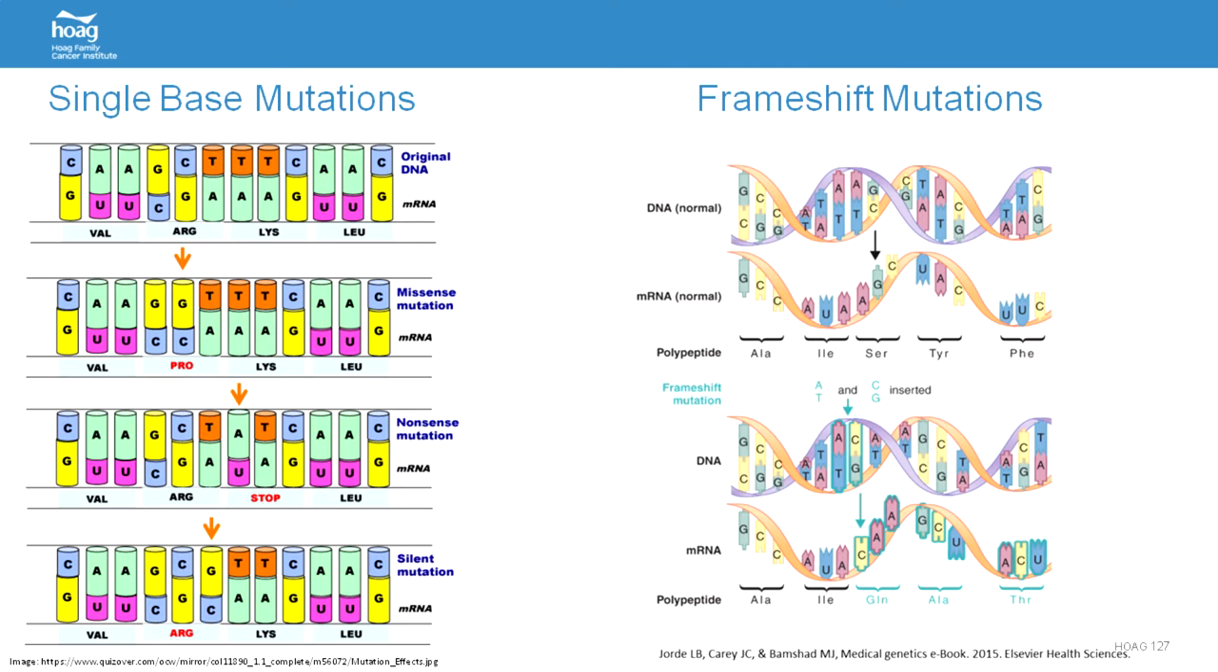When the single mutation happens, if it changed the code that changed the amino acid that's coded, then that is called missense. If it changes it to a stop codon, so it stops the translation and makes the protein shorter than it's supposed to be, that is called a nonsense mutation. Or the change might turn into the same amino acid, which we call a silent mutation, which is not always benign. There are some cases where silent mutations can cause changes in the protein.